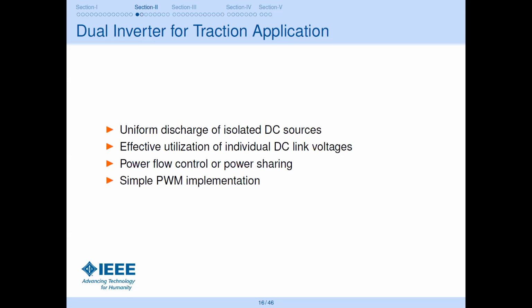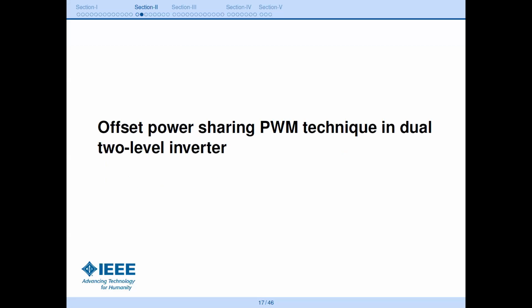Then there should be power flow control, and there should be power sharing also, because as I mentioned, the power which is taken from both the sources should be balanced and shared equally. And of course, the PWM technique, whatever will be implemented, should be simple to get all these requirements. So here comes the first main topic of dual inverter PWM technique, which is to get proper power sharing and proper equalization of individual DC buses: the offset power sharing PWM technique in a dual two-level inverter.